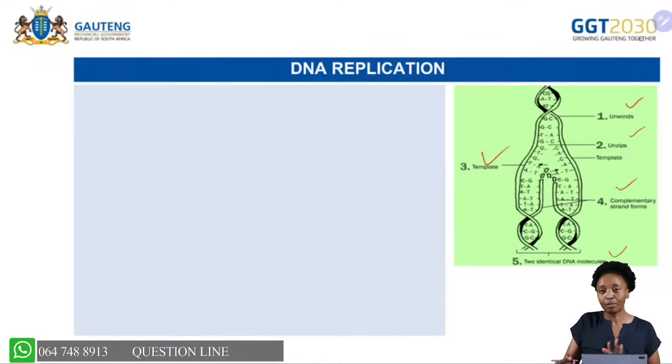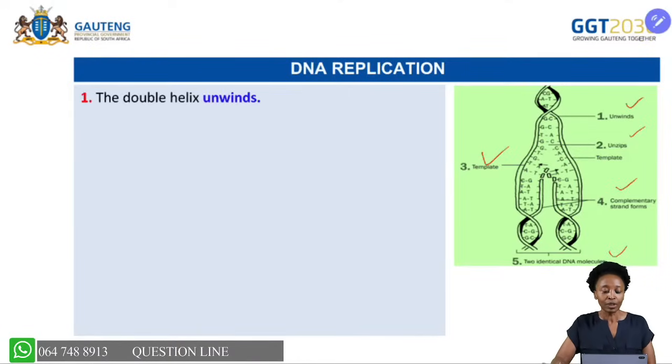So here, important is the description. And also, please pay attention. Your DNA replication and transcription in protein synthesis are usually mixed up because they are more or less the same. So it is important that you pay attention and actually read the question so that you know whether it is asking you to describe DNA replication, or to describe transcription. So when the process of DNA replication starts, we say the double helix unwinds.